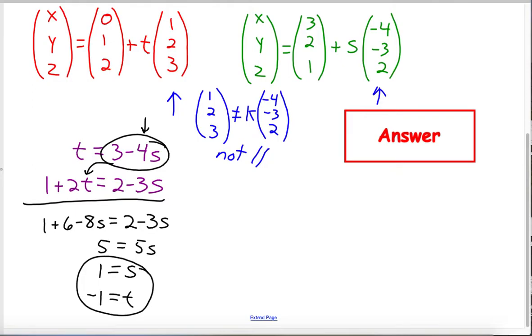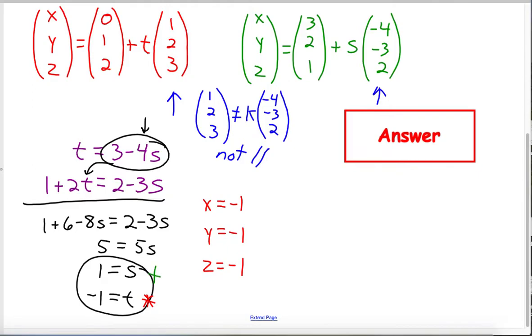So now let's go back up to our equations, and for the red one, now I'm plugging in negative 1 for t. So I'm going to get x equals negative 1. And then in the y equation, if I plug negative 1 for t, I get 1 minus 2 is negative 1. And then for z, I'm going to get 2 minus 3. I also get negative 1. So that's kind of unusual, but unusual things happen.